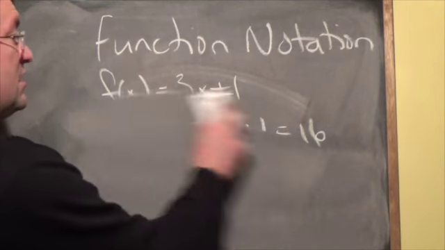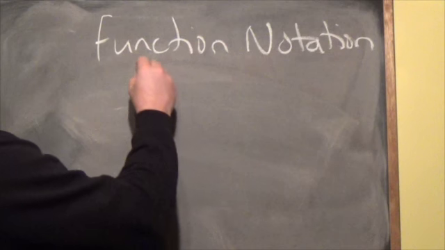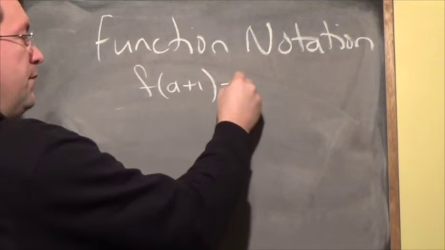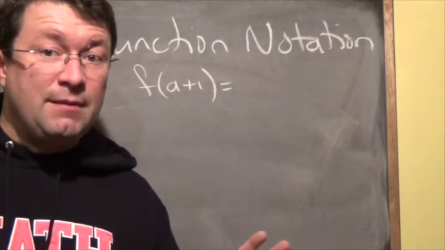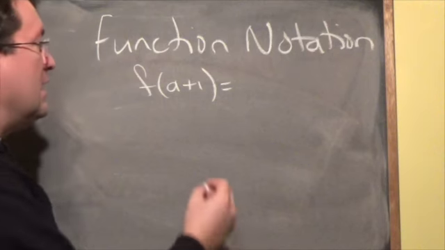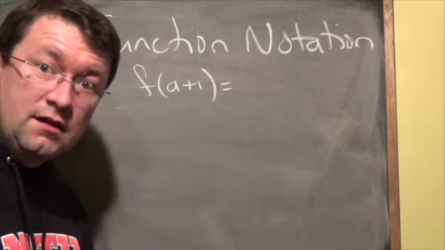Now, this allows us to do a couple other things. Okay, if that's the case, then we can write something like this. Let's say f of a plus 1. Now I want to stick with the same function here, because you can make whatever function you want, but I'm going to stay with the same function. This means multiply the independent variable by 3 and add 1.